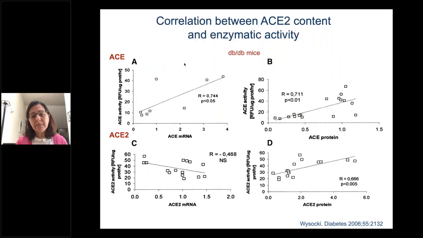This study by Daniel Batlle's group also showed us that in this db/db model, there was a very clear relationship between the expression of angiotensin-converting enzyme and angiotensin-converting enzyme 2 and ACE activity. As we can see in panels B and D, both for ACE and ACE2, there's a linear positive association between the expression levels and activity. Very interestingly, this significant relationship does not seem to hold true for ACE2 messenger RNA and ACE2 activity, as we can see in panel C.